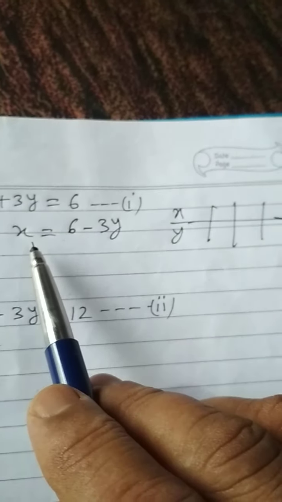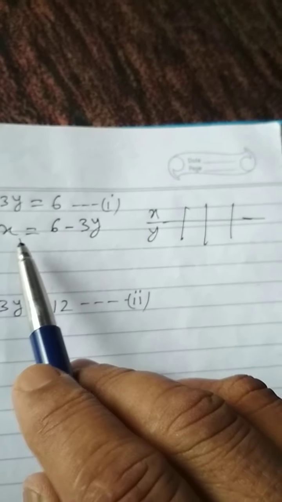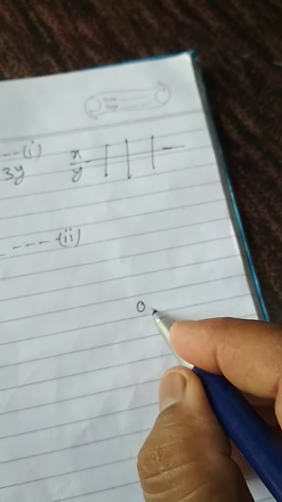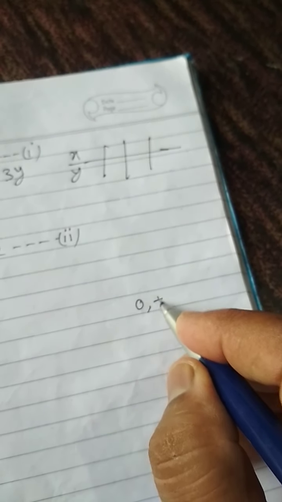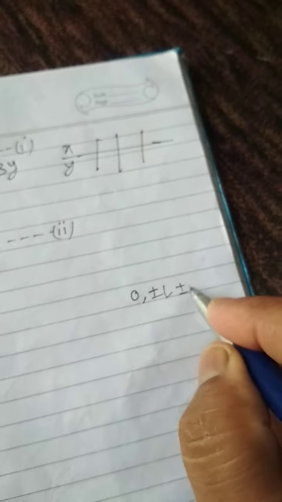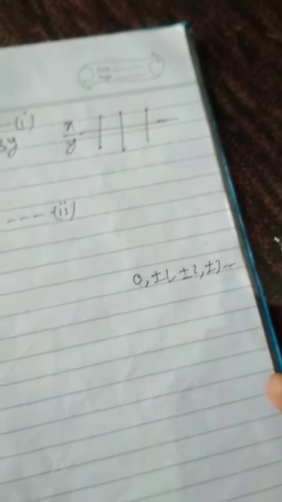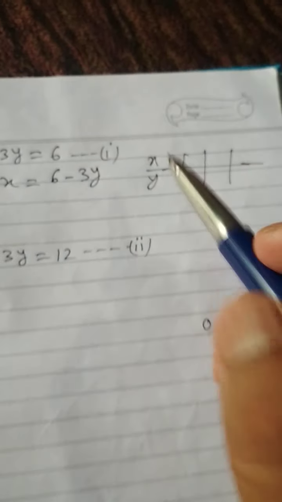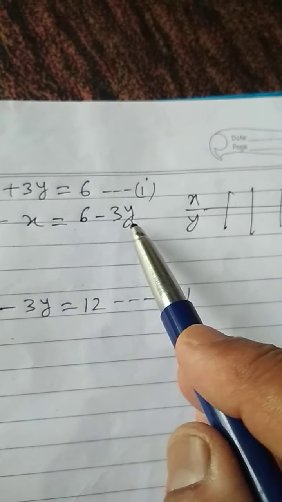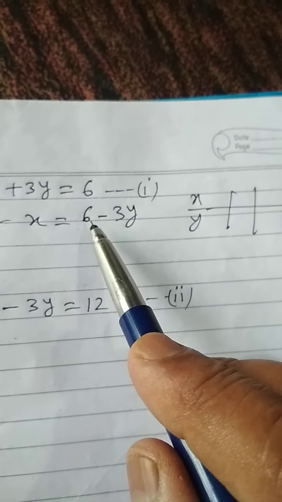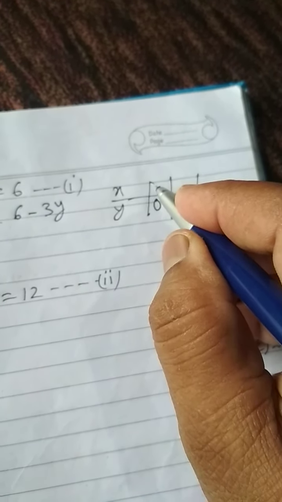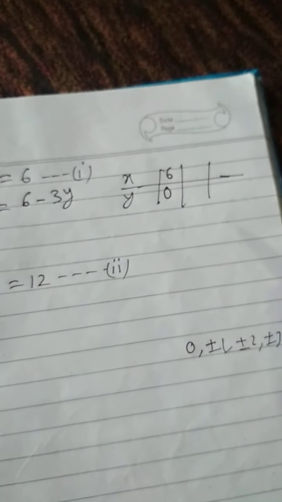Fractional plotting we will learn in a later class. Now remember one thing, you try plus minus 1, 0, plus minus 2, plus minus 3 and so on, until you get three coordinates. Suppose I put y equal to 0, 3 times 0 is 0, so x will be 6.